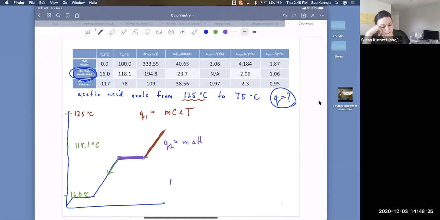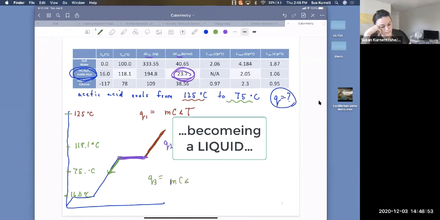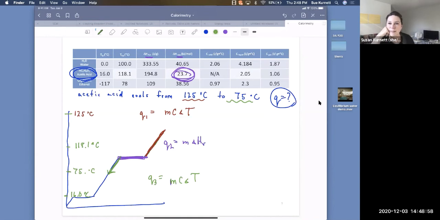And gas to liquid is condensation, so I put a V there, and I grab the value that has a V. Oops, that's the wrong one. And I grab the value that has the vap. And then finally, we're cooling from its boiling point to the final temperature, which we said was 75. That's going to be Q3, MC delta T. Does the roadmap make sense?